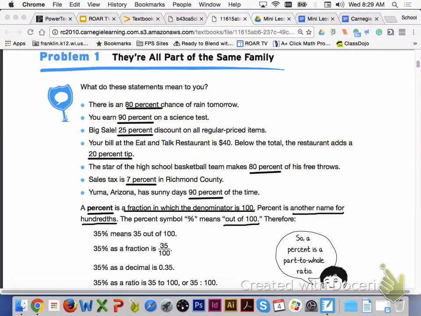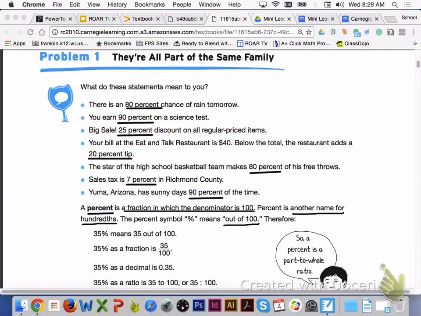Turn to page 390, problem 1. They're all part of the same family. Let's look first at the statements. 80% chance of rain, 90% on a science test, 25% discount, 20% tip, 80% free throws, 7% sales tax, and 90% sunny days in Arizona. We can see that percents are all around us whenever we are looking at real-world situations.